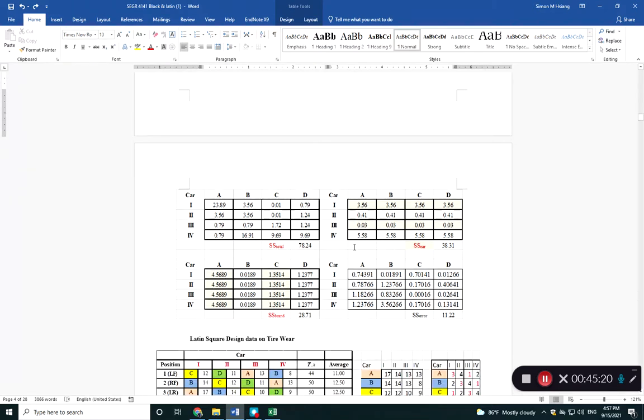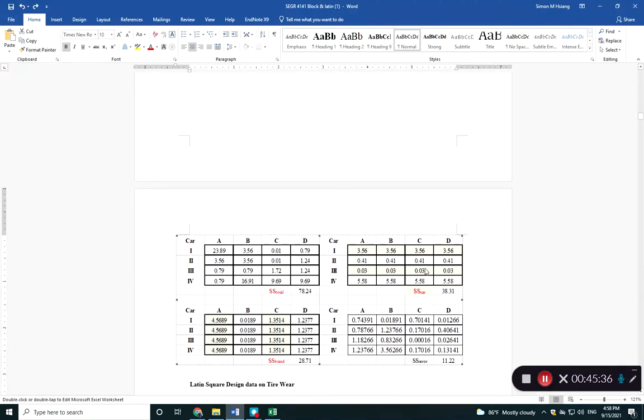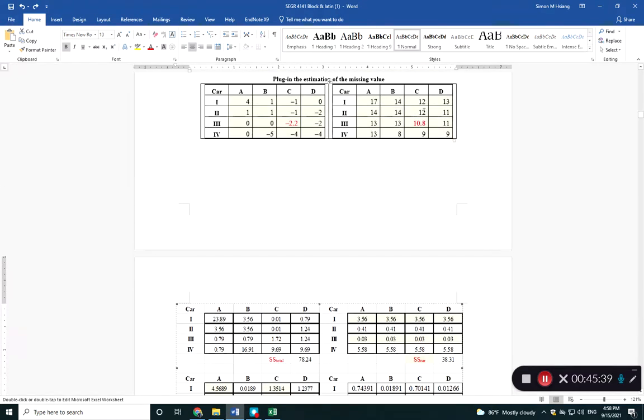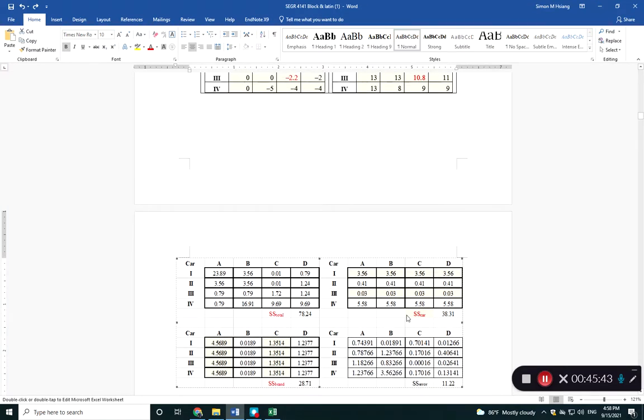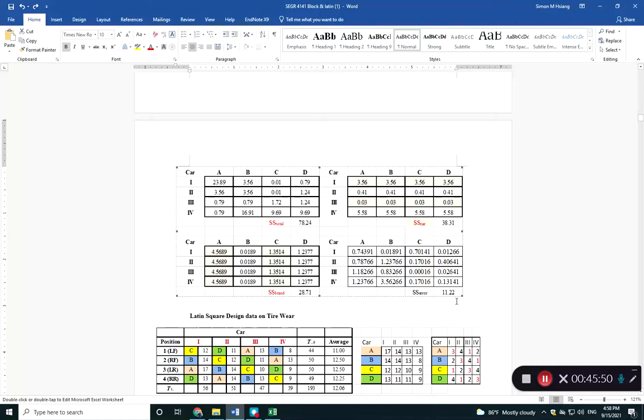And after we've done that, I put the 10.8 back. This 10.8 is not a real value, right? It's a missing value we faked. And once you put the 10.8 back, you can pretend it's a real value. Can you calculate sum of square total, sum of square brand, sum of square everything, and then figure out the sum of square error term? Can you do that? Okay?